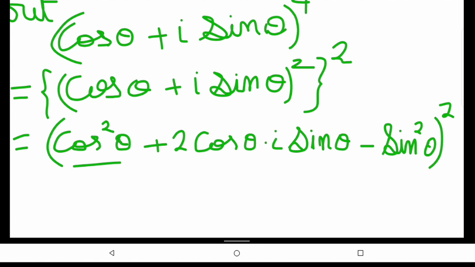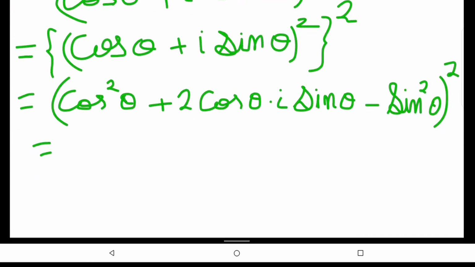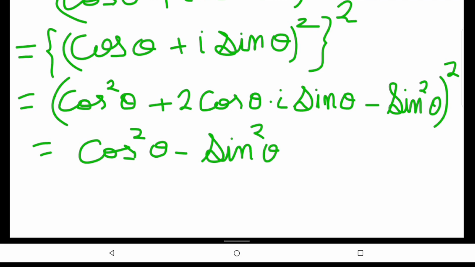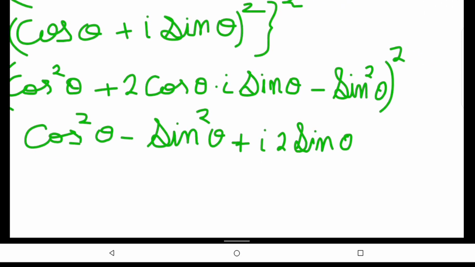Next step, we'll write the real part and imaginary part together. So we have cos square theta minus sin square theta, that's the real part of the complex number, plus i into 2 sin theta into cos theta. Everything is squared as it is.